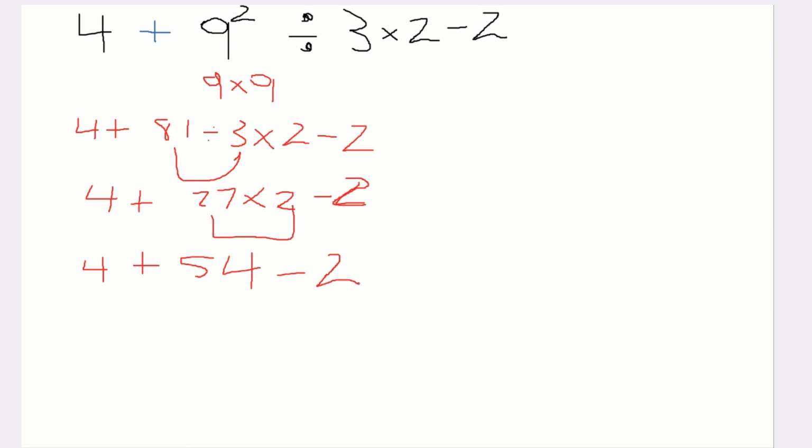Try and work this out and see what you get. I'm going to give you a few seconds just to calculate this so that you can see if you're on the right track. Okay, so we're going to do 4 plus 54, and that's 58 minus 2. And when we subtract 2 from 58, we get 56. So our answer for this expression is of course 56.